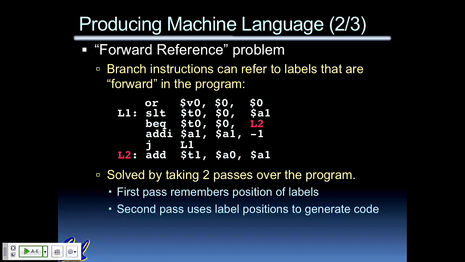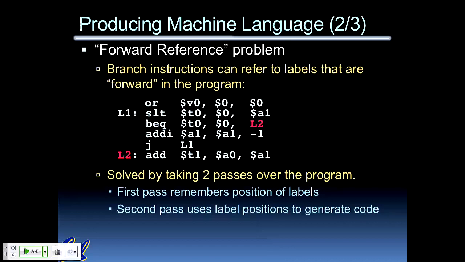You get this forward reference problem. As I scan the file, I see a branch, say to the label L2. But I don't know how far ahead that label L2 is at this point in the text. I have to keep going until I see label L2. I also have to keep track of how many instructions in the meantime and how many of those expanded out to more machine instructions.